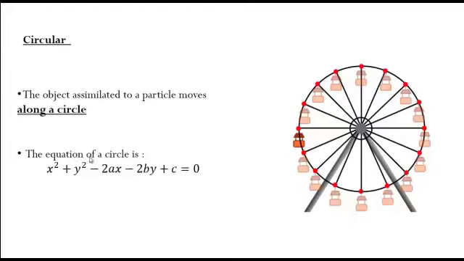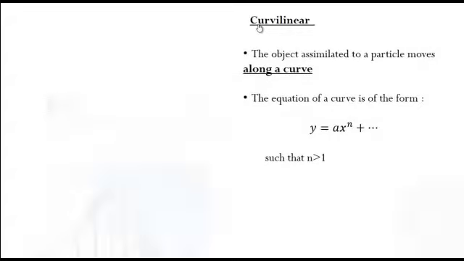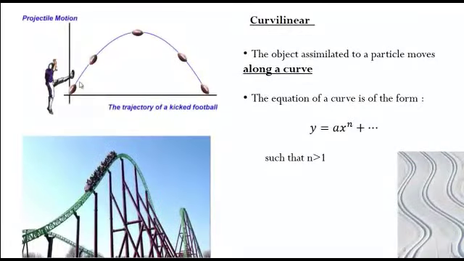We continue. Now the trajectory can also be circular. This means the object is moving along a circle. Then in this case we say that the trajectory is circular. Or the trajectory can be curvilinear. So curvilinear, this means the object assimilated to a particle moves along a curve, no matter the shape of the curve. So in this case we say that the trajectory is curvilinear.